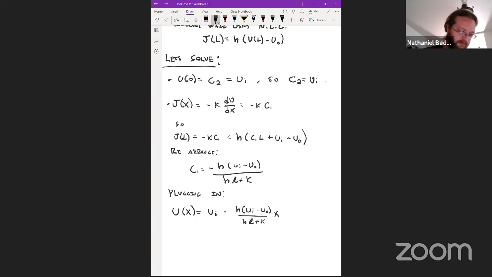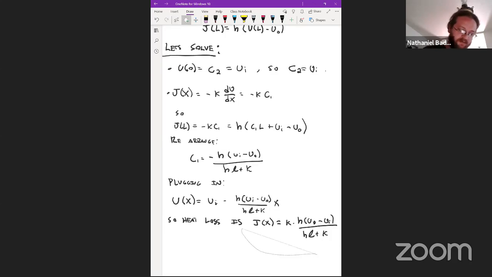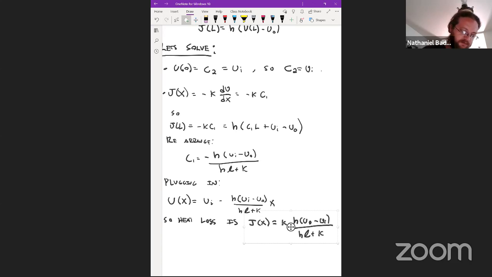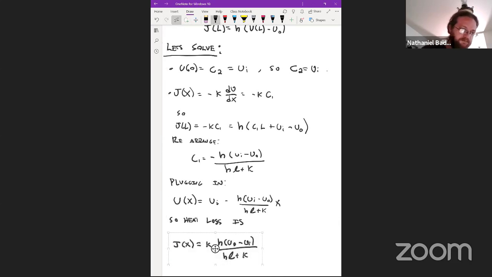And we can actually now get the heat flow. So the heat loss is just given by J of X, which is just going to be K times H U naught minus UI, just clearing the minus signs, over HL plus K. And it turns out we can write this actually in kind of a nice form.